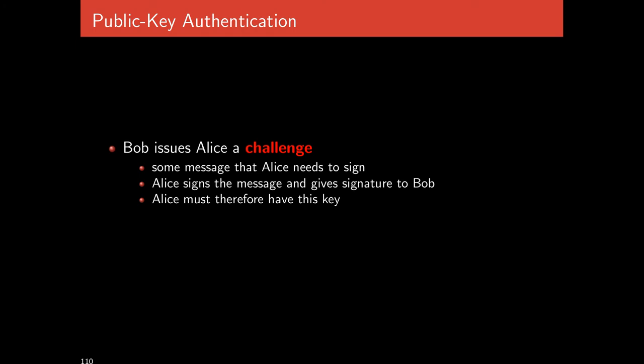In order to do this, Alice must have the private key, so whoever is on the other end of that socket that Bob is talking to must be in possession of the private key corresponding to the public key belonging to Alice, therefore it must be Alice, therefore let her in.